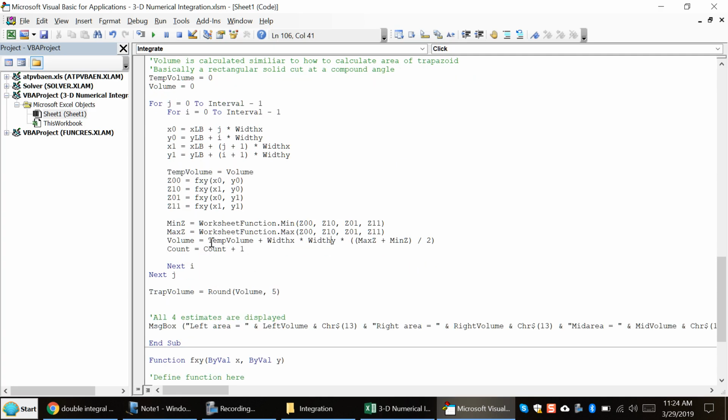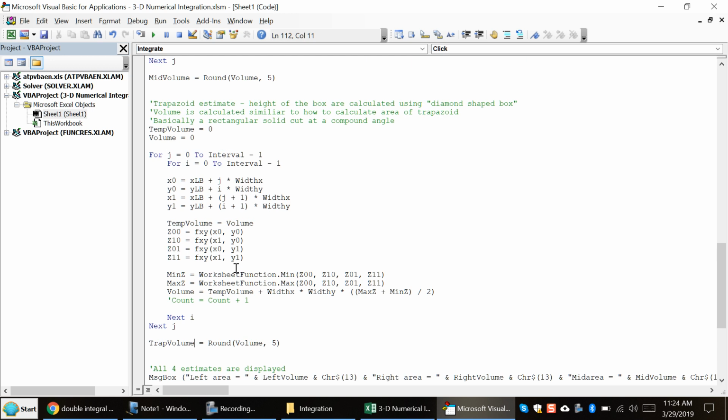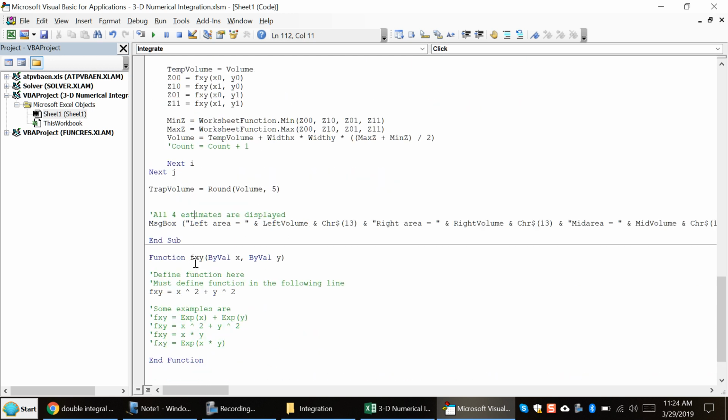And then you just keep your volume. And like I said, I don't even need this count guy. And then I just call it trap volume instead of left, right, or mid volume. And then here I just report it. That's all there is to it.